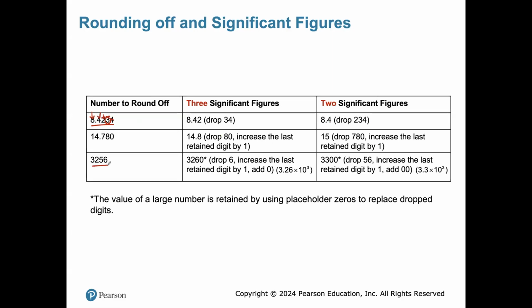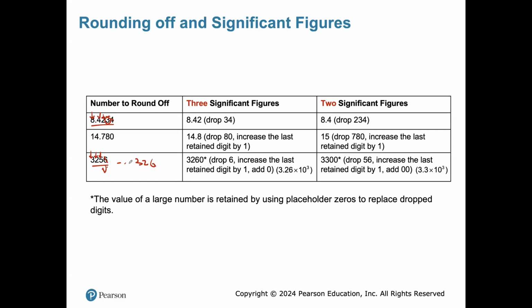Now, let's look at 3256, this number. If we want to round this number to 3 significant figures, we're keeping 3, we're keeping 2, and we're keeping 5. So 6 is the first digit to be dropped. Since 6 is greater than 5, we round it up. It becomes 3, 2, 6. Is this right? So we're converting 3,256 to 326.